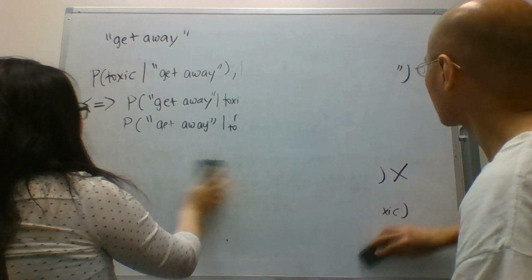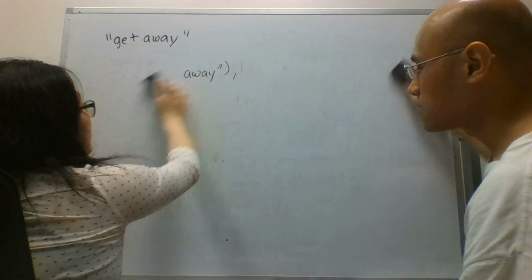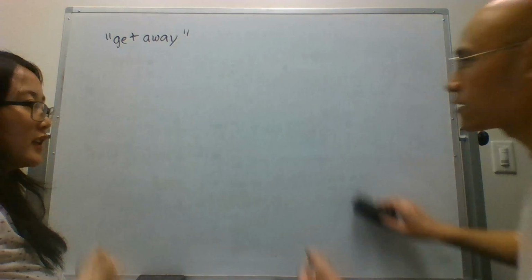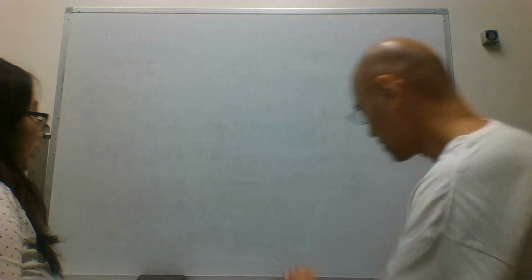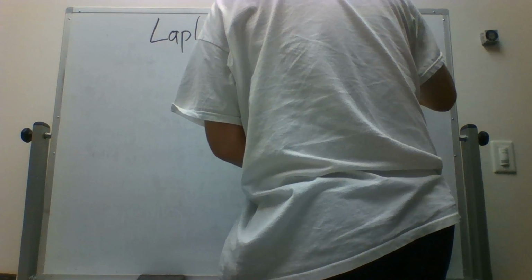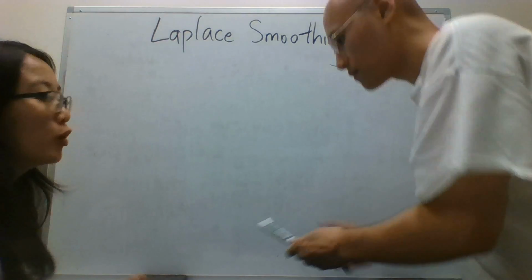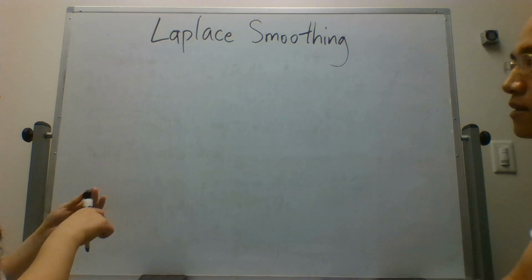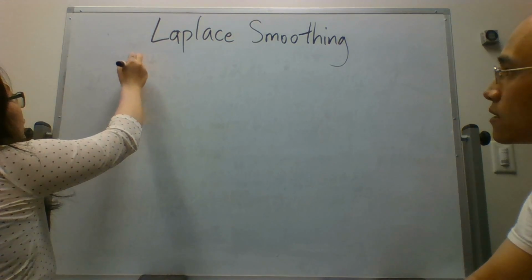And should we emphasize this particular type of smoothing is called Laplace smoothing? Right. This particular smoothing is called Laplace smoothing. I'm going to write Laplace smoothing on the top. We're actually going to be using a special case of Laplace smoothing, the special case where alpha equals 1.